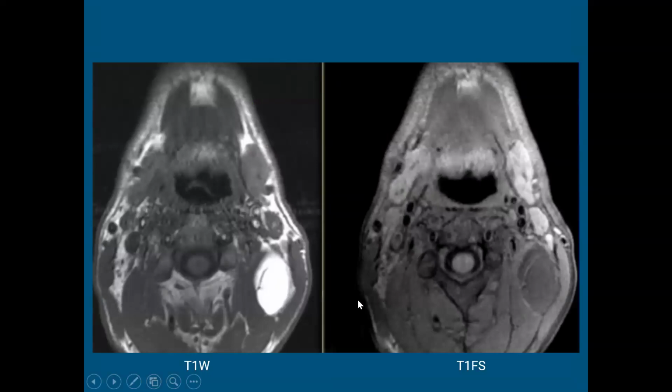Looking at one of the pathologies in this space, this is an axial T1 and T1 fat sat MR image. On the right side is the normal, uninvolved posterior cervical space, and on the left we can see a T1 hyperintense lesion involving the posterior cervical space. In the corresponding T1 fat sat image, you can see the suppression of the fat in this lesion, and so this is a case of lipoma in the posterior cervical space.